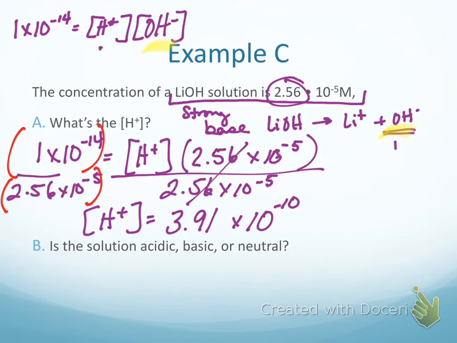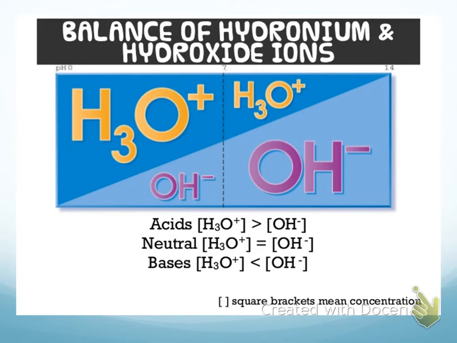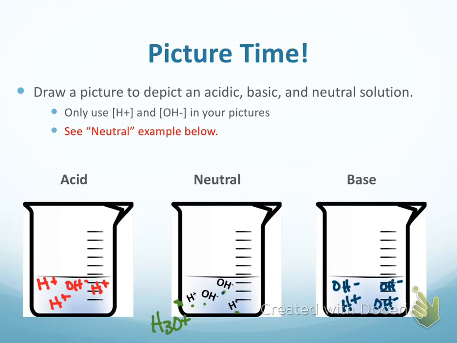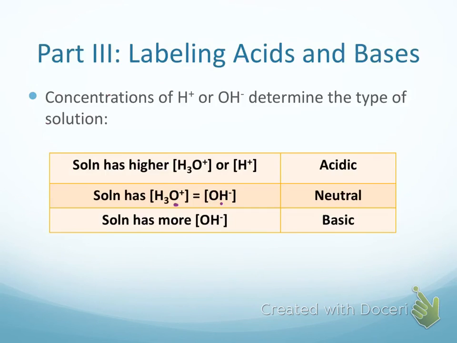How do we figure out if it's acidic, basic, or neutral? We need to compare the concentration of hydrogen to the concentration of hydroxide, right? So think back to this slide. If I have more hydroxide, it's a base. If I have more hydronium, it's an acid. I also have that visual, there's the one I'm looking for, and also this comparison.